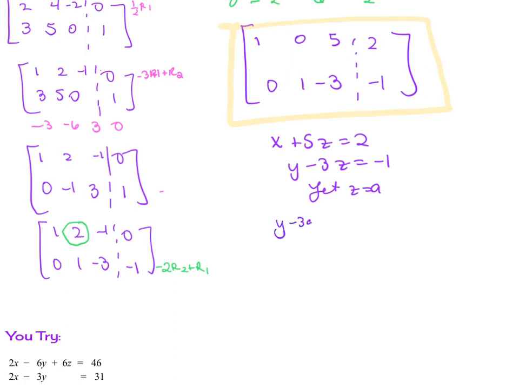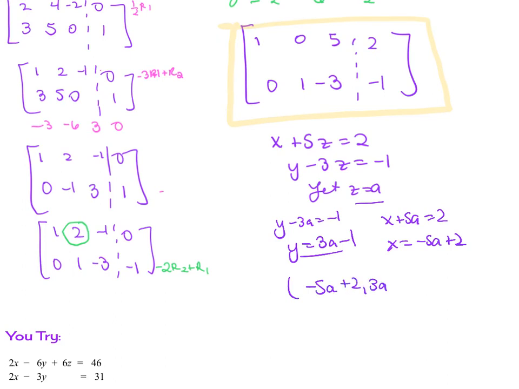So y minus 3a equals -1, or y equals 3a minus 1. Then for x, we have x plus 5a equals 2, so x equals -5a plus 2. Therefore, the solution is -5a plus 2, 3a minus 1, and a.